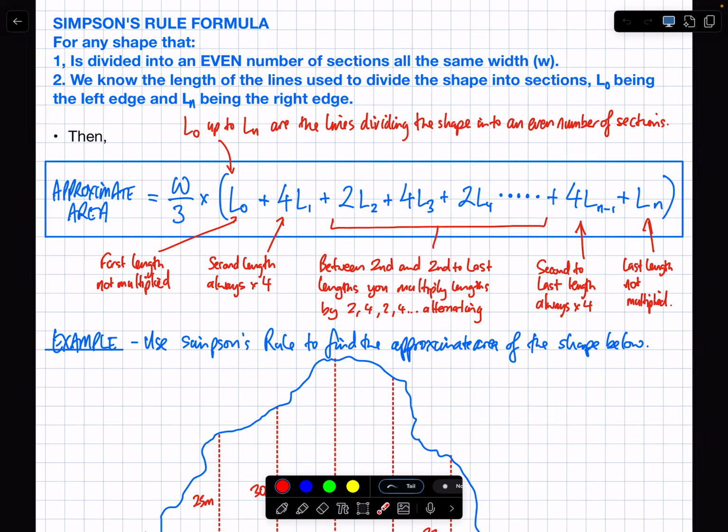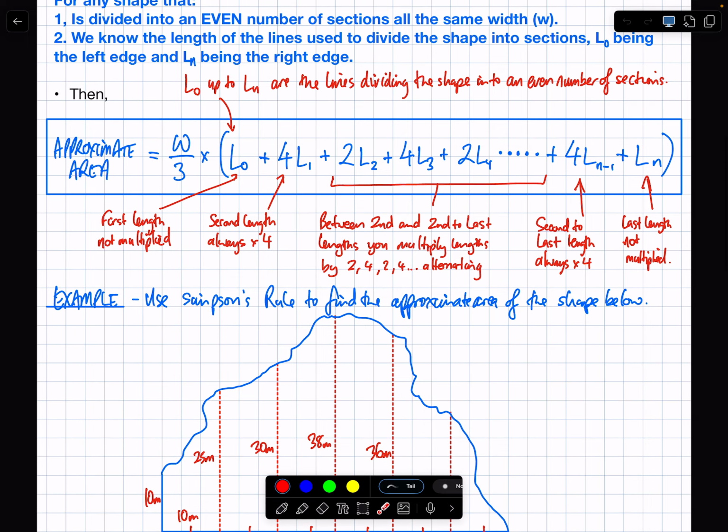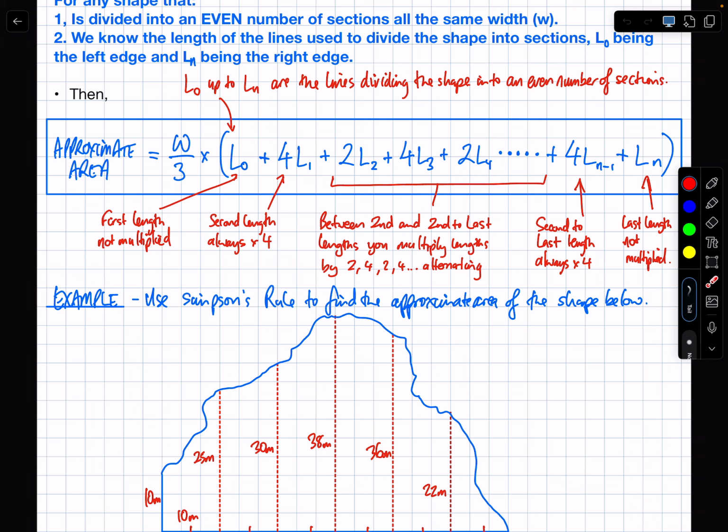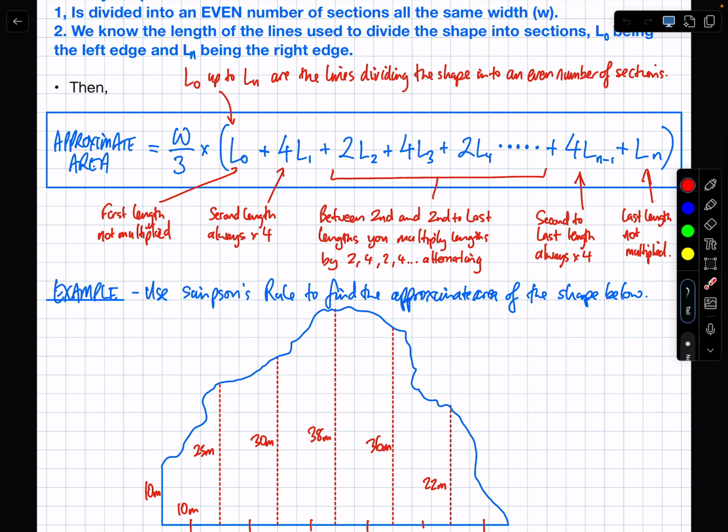What I'll do is I'll zoom out a little bit so you can draw as close to that weird rock shape as possible. It doesn't need to be exact. What's important is these lines. We know how long those are.